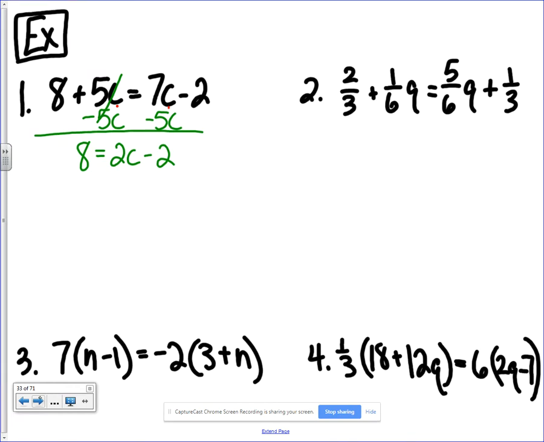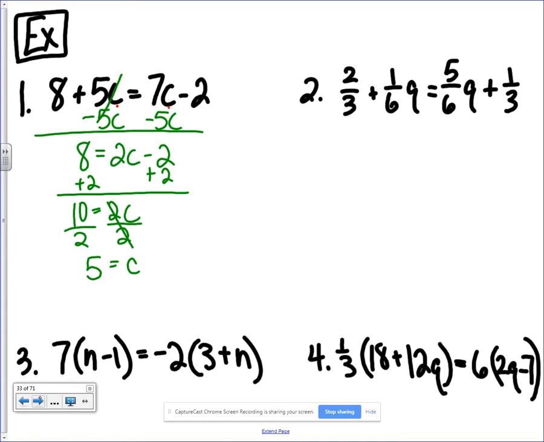Now that we look at this, this is back to a multi-step equation. Now I just need to isolate the C. So farthest away from the C, I'm going to add that 2. I get 10 equals 2C. I'll divide by the 2, and I get C is 5.